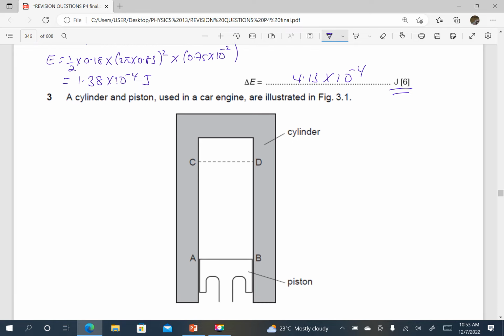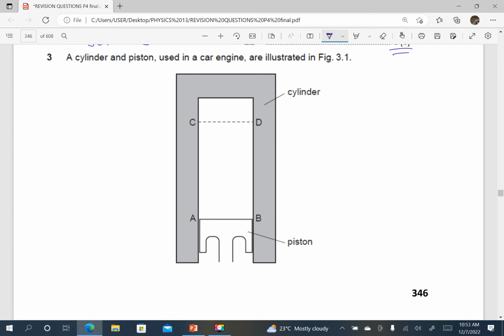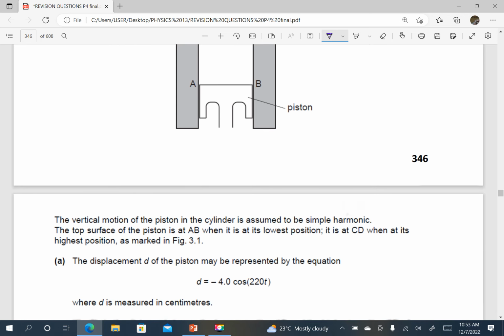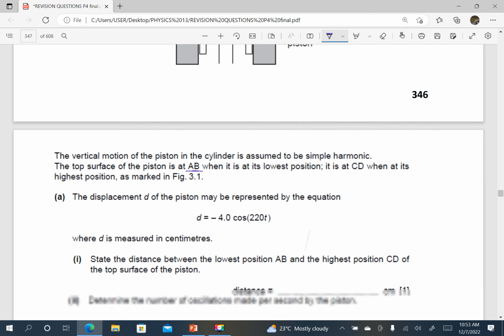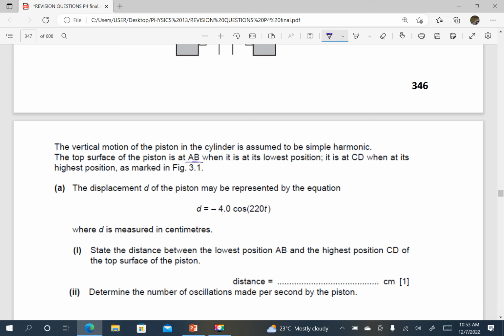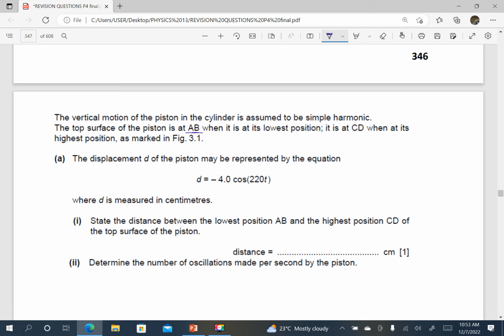A cylinder and a piston used in a car engine are illustrated in the figure here. The vertical motion of the piston in the cylinder is assumed to be simple harmonic motion. The top surface of the piston is at AB when it is at its lowest position, CD when it is at the highest position. So AB is the lowest, CD is the highest. The displacement D of the piston may be represented by the equation D equals negative 4 cos 220 t. So it is starting from the negative part.